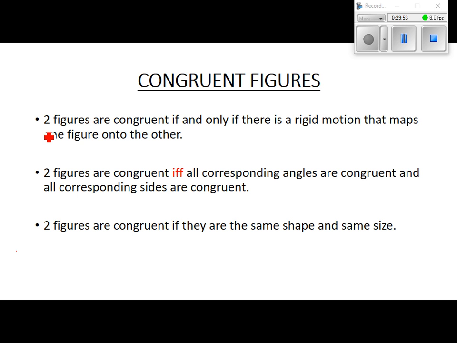3 definitions for congruent figures. The first one is the book's definition. I don't like it, so I came up with two other ones. Before somebody gets down to that second one, he says, you spelled if wrong. Somebody tell him again, what's that IFF? If and only if. If and only if, very good. Means if and only if. The first one says, two figures are congruent if and only if there is a rigid motion that maps one figure onto the other.